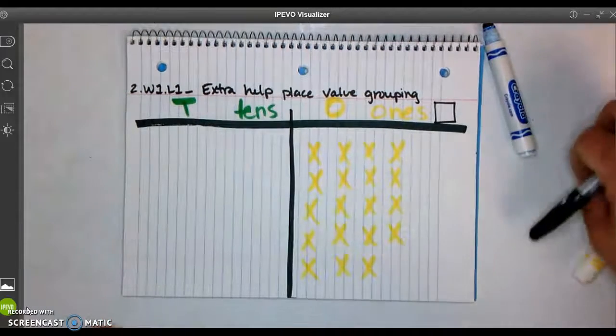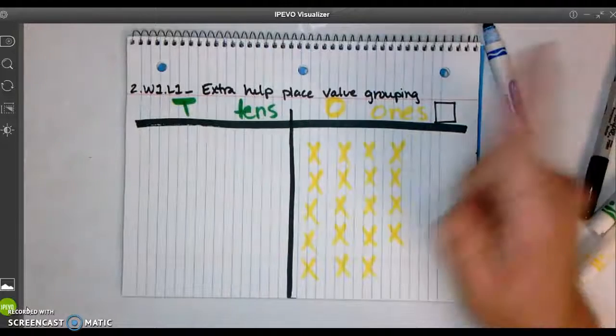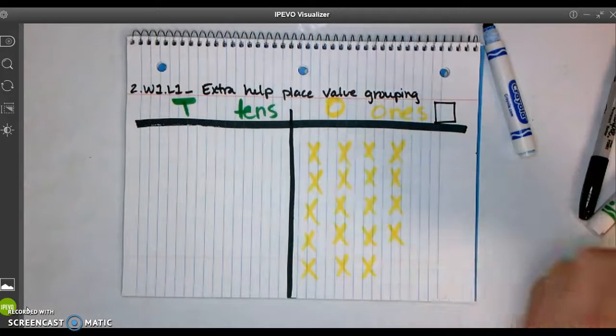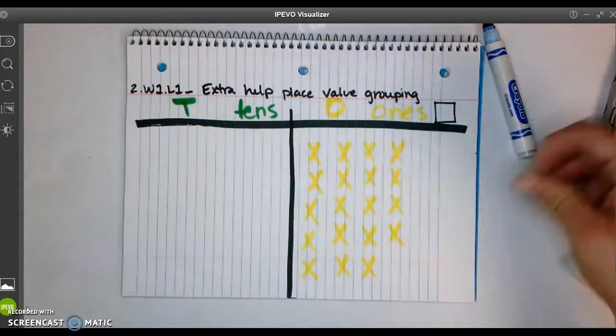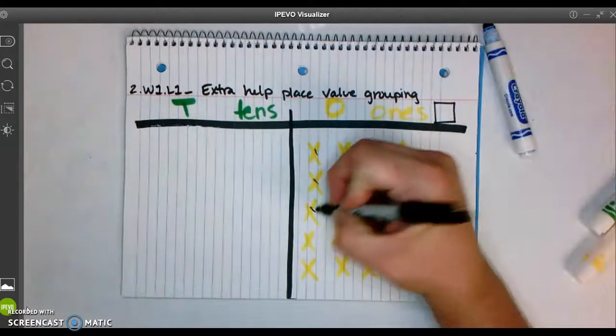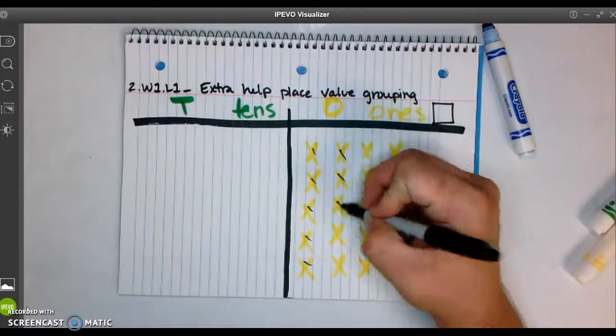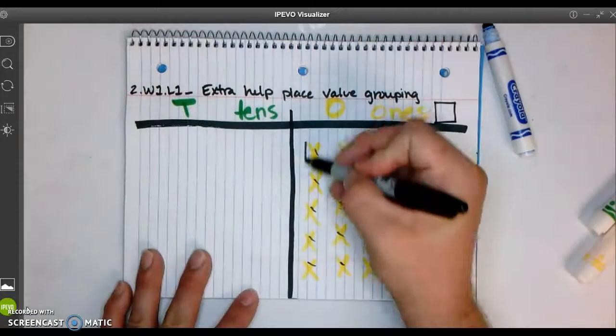So let's go ahead and think about that really quickly, right? When we get to 10, we regroup over. Let's go ahead and see if we can group any 10s out of these, okay? 1, 2, 3, 4, 5, 6, 7, 8, 9, 10. Well, that's 10 right there.